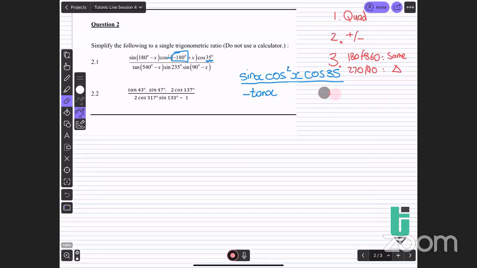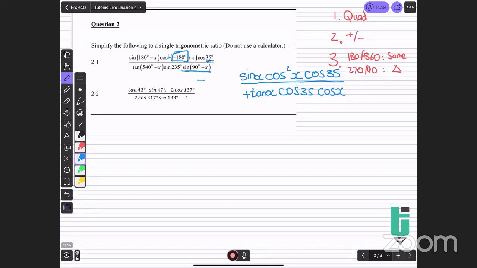So this is going to be negative cos 35. Yeah, it's 3rd quadrant, so sine is negative, and it's going to change, so it's going to be minus cos. So this will be positive here, right? Cos 35. And then sine of 90 minus x is just going to be? Cos x. 1st quadrant, sine is positive in the first quadrant, and it's 90, so it changes to cos.